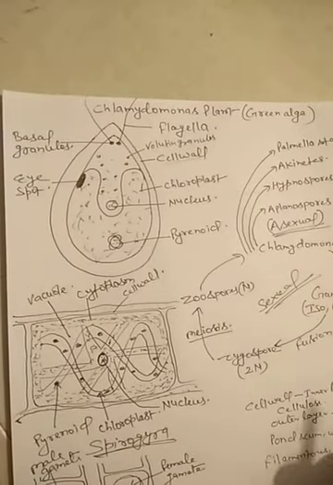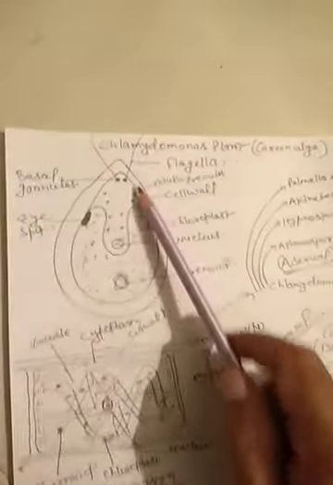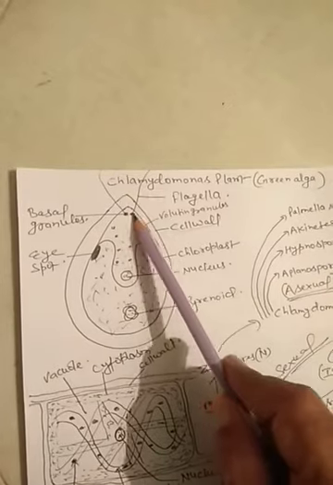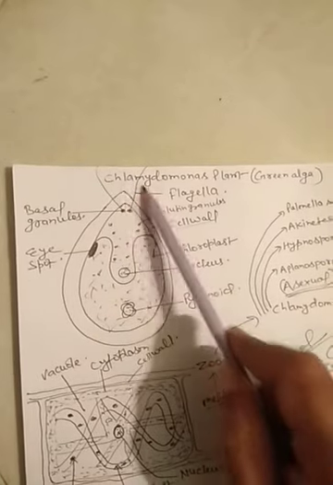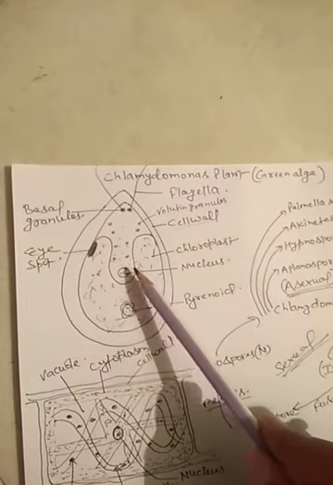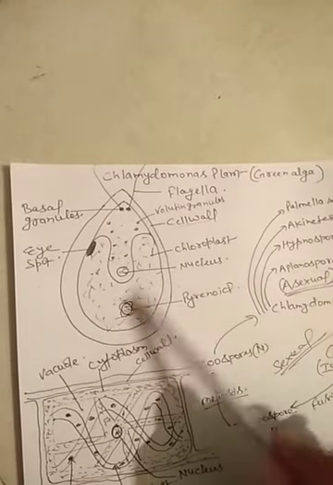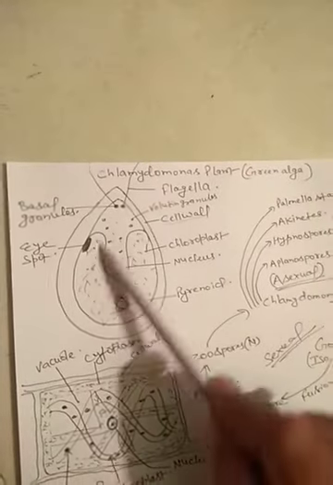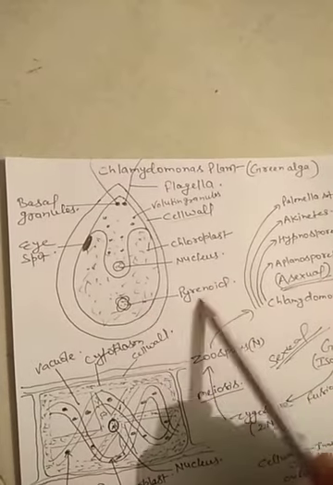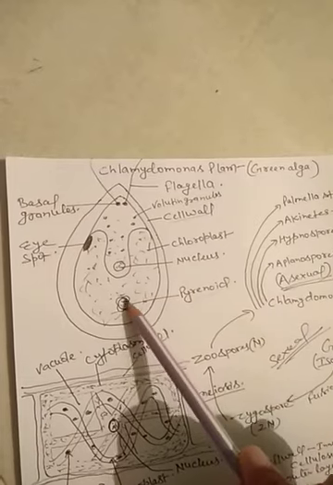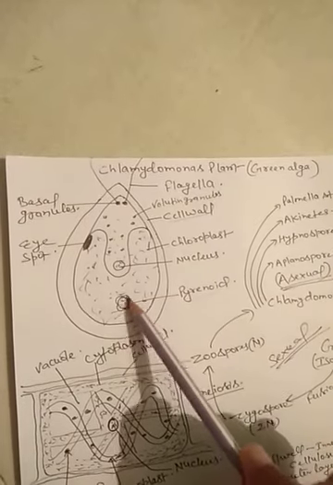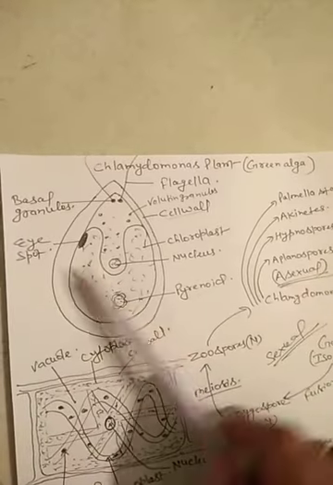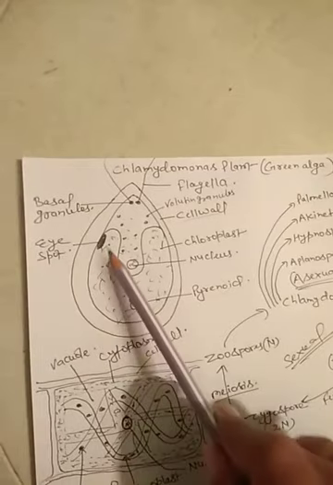In the protoplast we can see the volutin granules, and there are two basal granules from where the flagella arise. This is the flagella. Inside the cytoplasm there is the cup-shaped chloroplast, having a pyrenoid. The pyrenoid contains protein storage surrounded by starch. In Chlamydomonas the eye spot is also found.